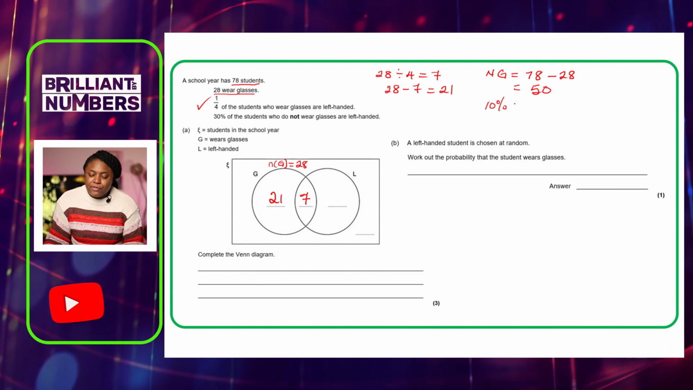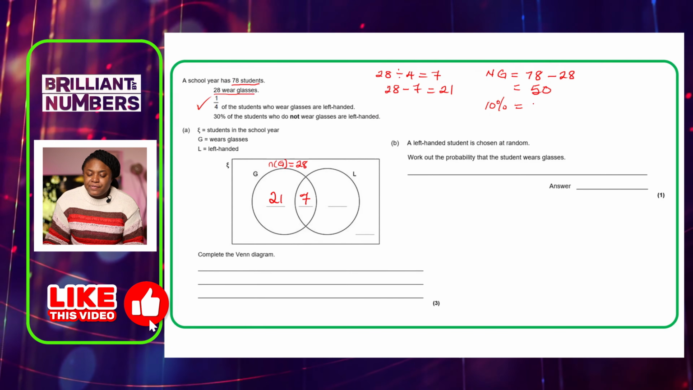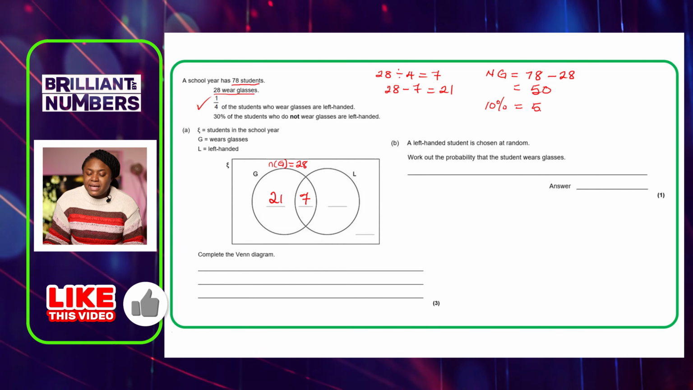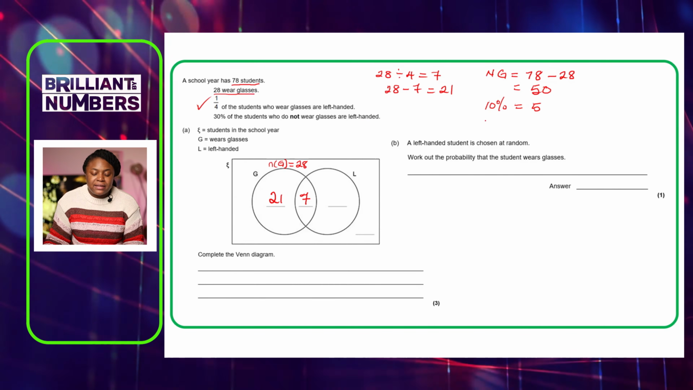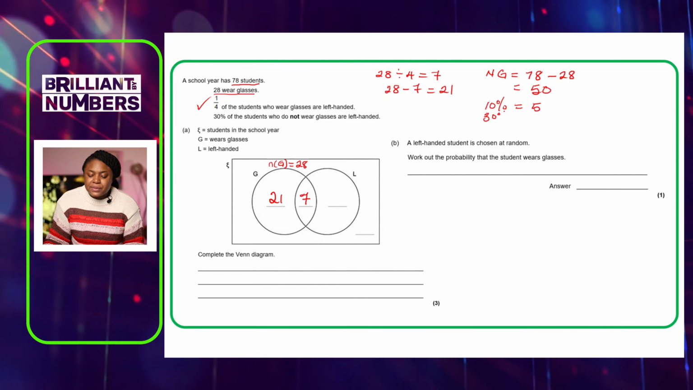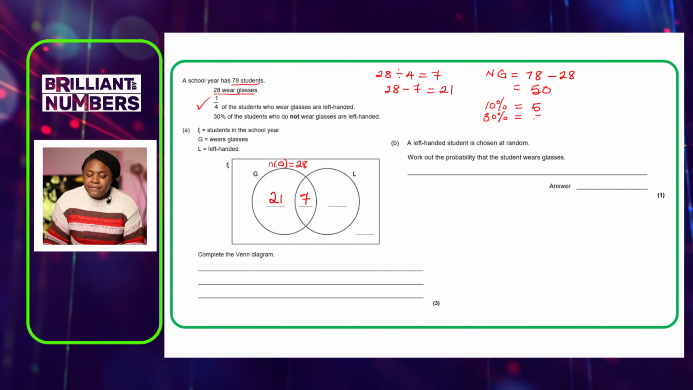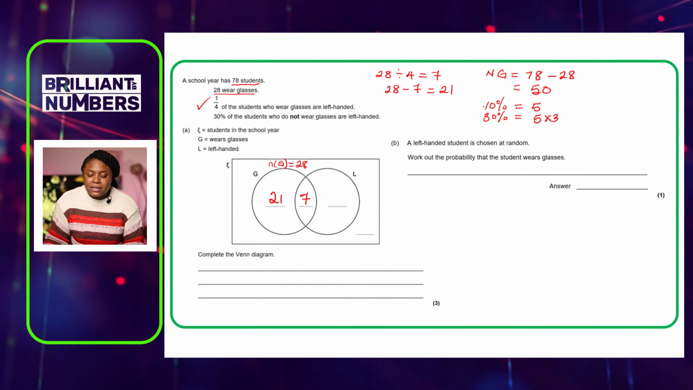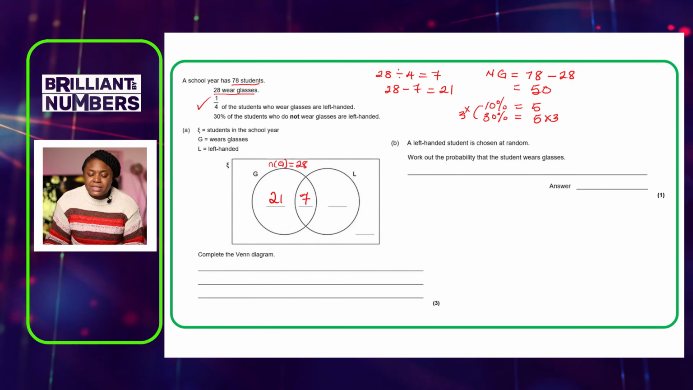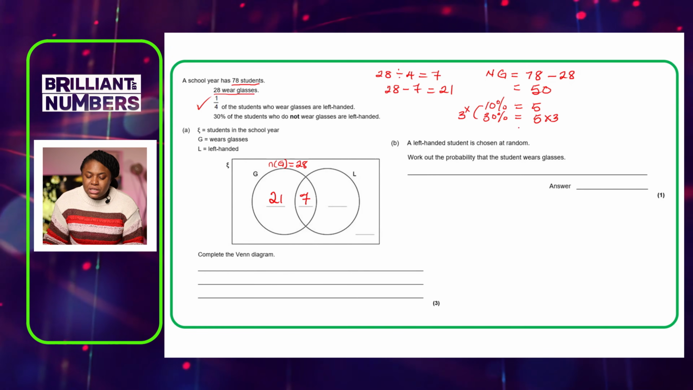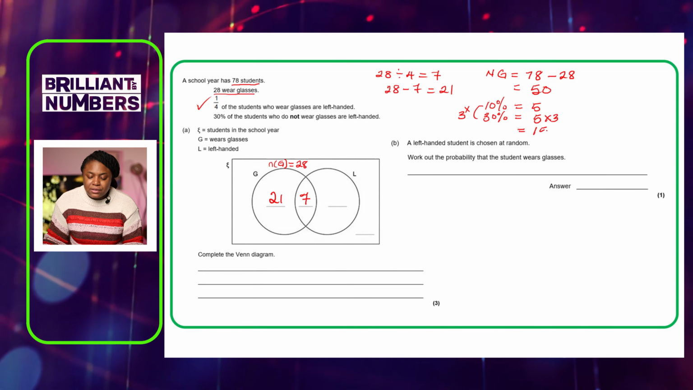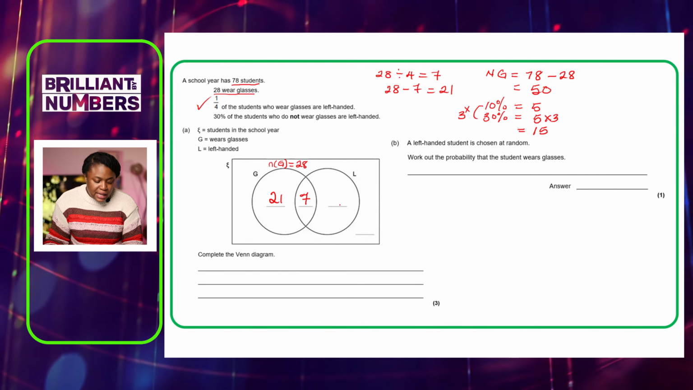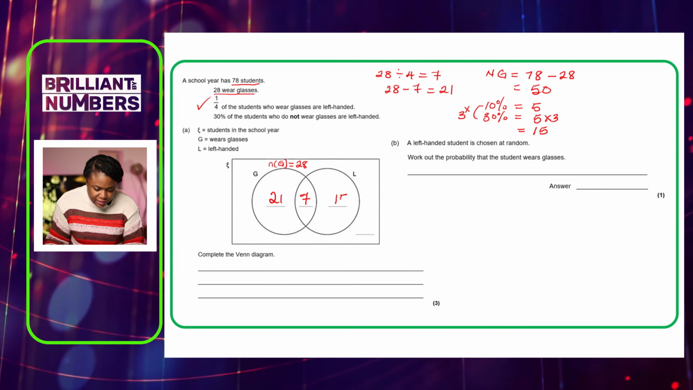So 10% of 50 is equal to 5. So 50 divided by 10 is 5. That's how we get our 10%. So we can find 30% by doing 5 times 3, since there are 3 lots of 10 to make 30, which is equal to 15. So that goes into the side for left-handed.